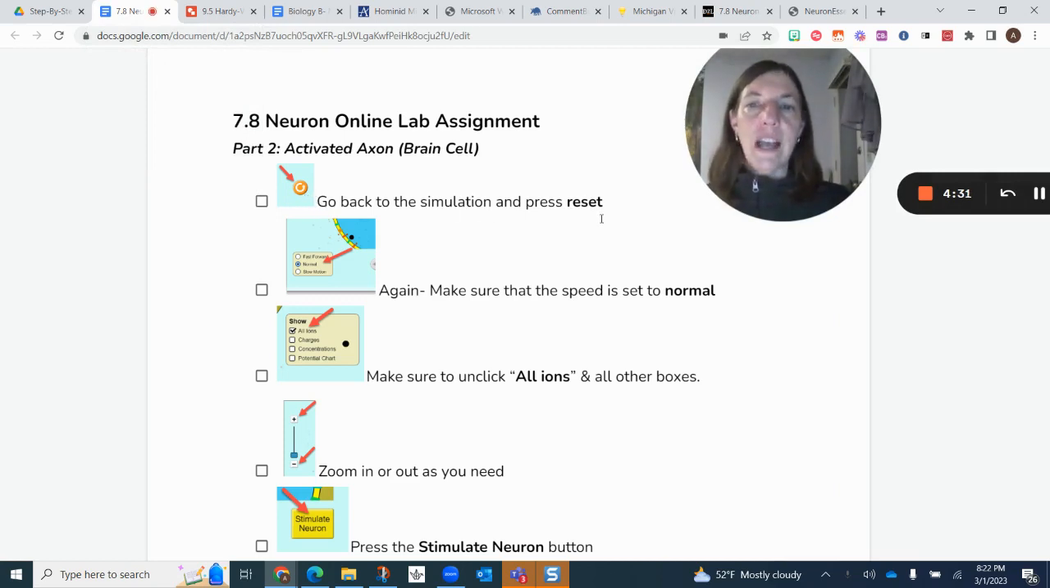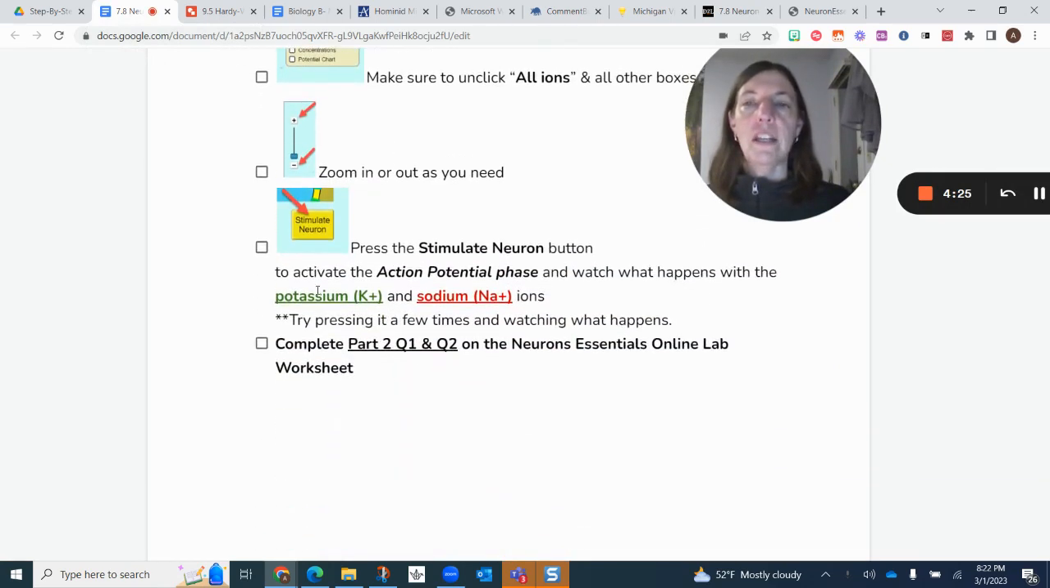You're going to reset. You're going to make sure it's at normal. You're going to unclick all ions. Then you're going to zoom in, and then you're going to stimulate the neuron. As you stimulate the neuron, you're going to be activating the action potential phase, and you're going to watch what happens with the potassium and sodium ions. And you're going to press this a few times to see what happens. Then we're going to answer questions 1 and 2.